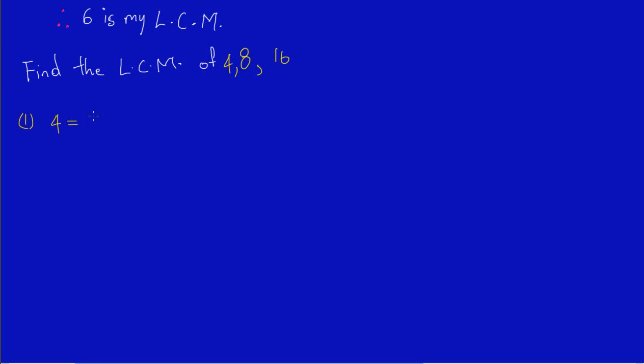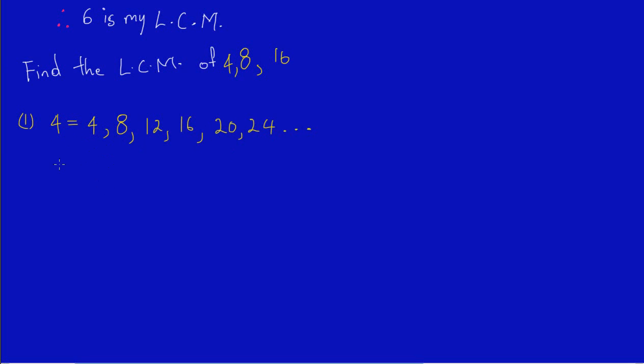The multiples of 4 are, first one is 4, then it's as if I'm counting by 4. I have 8, 12, 16, 20, and the next one would be 24. I just feel like stopping there. As we said, it goes on and on.